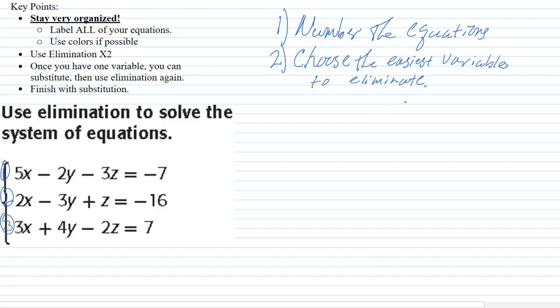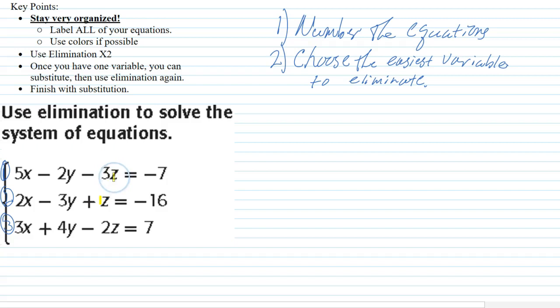choose the easiest variable to eliminate. Now some problems are going to be big and complicated, and there's just no easy one. But most of your problems will have something that's a little bit easier. So if I'm looking at the current problem, I have 5, 2, and 3 for the x's. I have 2, 3, and 4 for the y's. But I have 3, the invisible one, and a 2 for the z's. Well, that invisible one there is going to make my life so much easier. Also, I have a negative, positive, negative. That's going to make my life easier. You'll see why in a second.